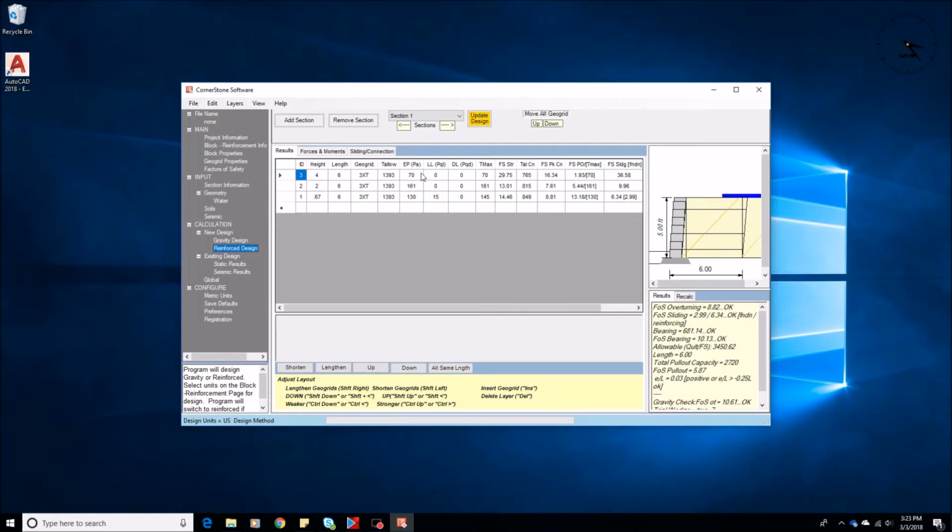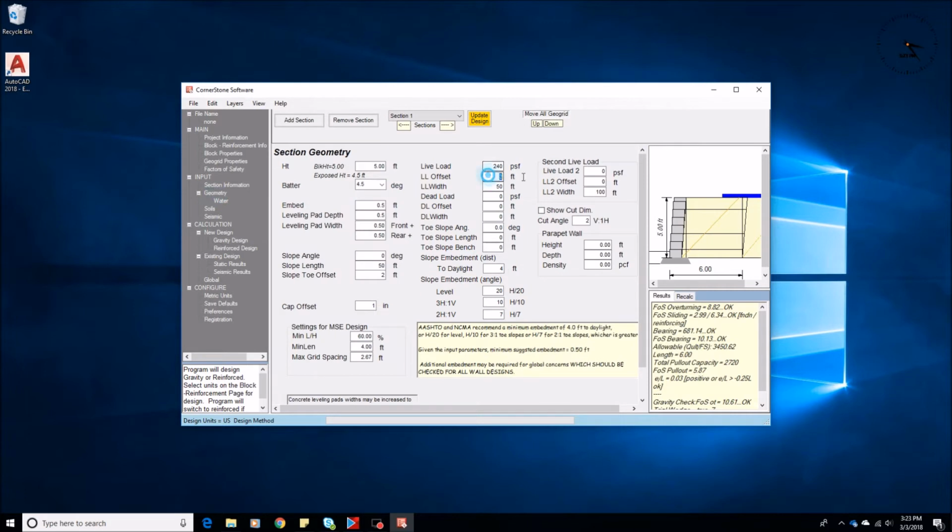We're only picking up 70 pounds of earth pressure. We're not picking up any live load on the top 2 layers of grid because the failure plane isn't extending into the live load. For the bottom grid, we do start to pick up a live load in there.